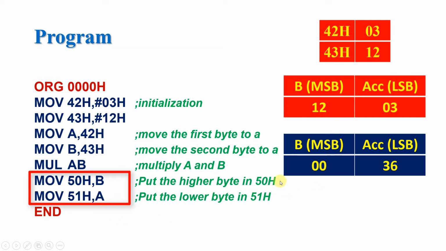Now these results we are required to put back in 50 and 51, the higher order byte in 50 and the lower order byte in 51.